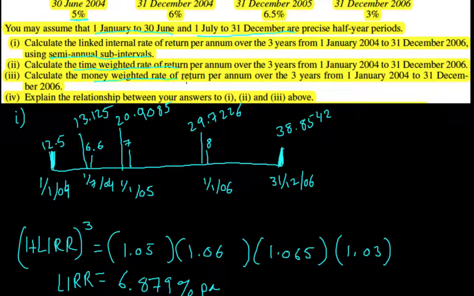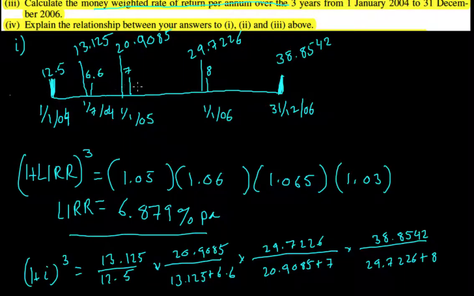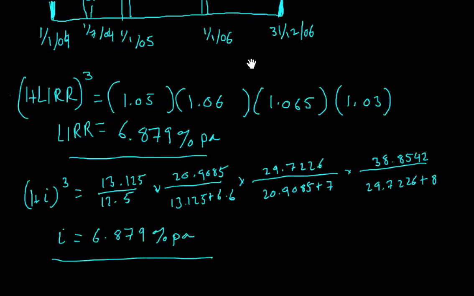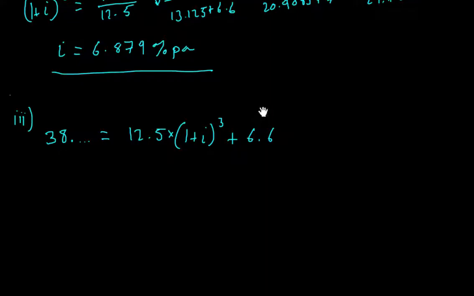The money weighted rate of return over the 3-year period. So let's just remember what we start with: 12.5, we had 6.6, 7, and 8. Alright, so let's note that down. For the money weighted rate of return, we have that it was 38 point something, is going to be equal to 12.5 multiplied by 1 plus some interest rate I to the power of 3. And then we got 6.6, I think it was.